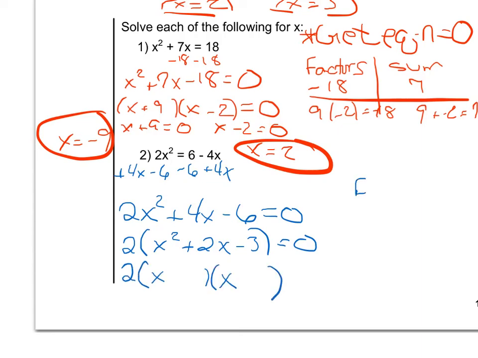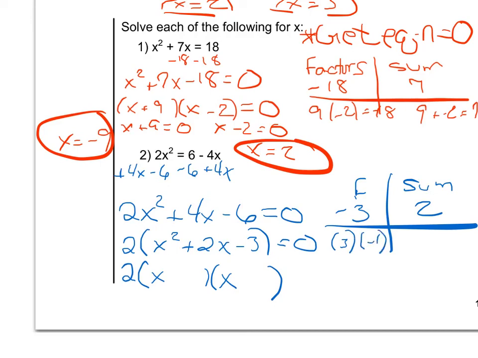By doing factors, I'm going to run out of room, so I'm just going to use an F to stand for factors. Factors of negative 3 with a sum of 2. So I would try probably 3 times negative 1. I know that multiplies to give me negative 3. 3 plus negative 1 I know adds to give me 2. So it looks like that works. So I have plus 3, I have minus 1. I'm still equal to 0.